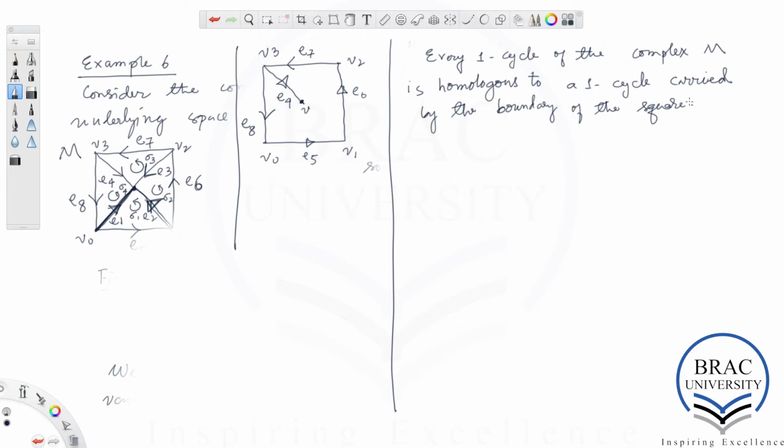So initially, we saw that the one chain C3 is carried by this subcomplex. We then put the additional constraint that this one chain is also a one cycle, and then we saw that it also vanishes on this edge E4, from which we conclude that any one cycle on this complex M is homologous to a one cycle that is carried by the boundary of the square. That's only non-zero on these four edges.